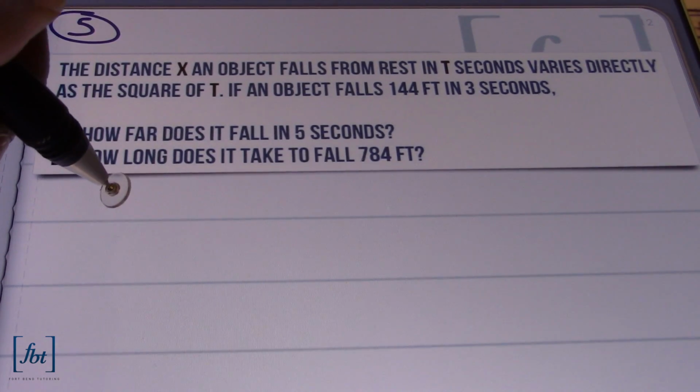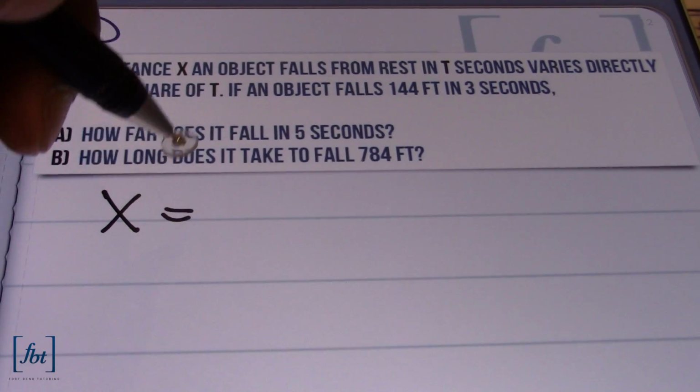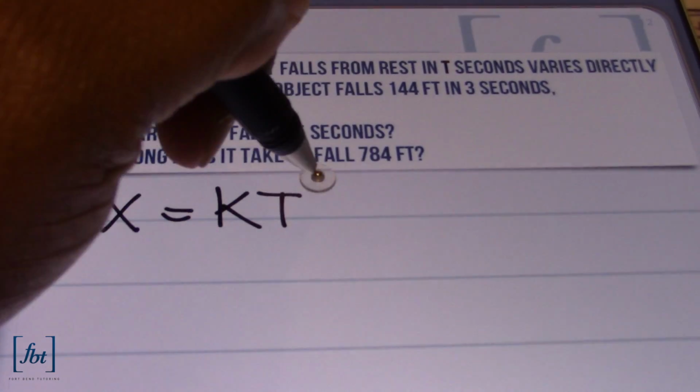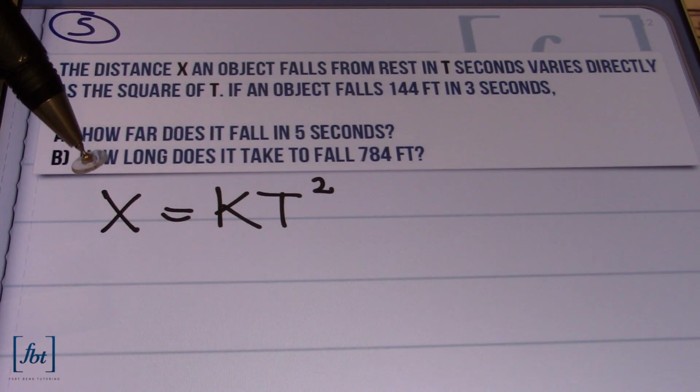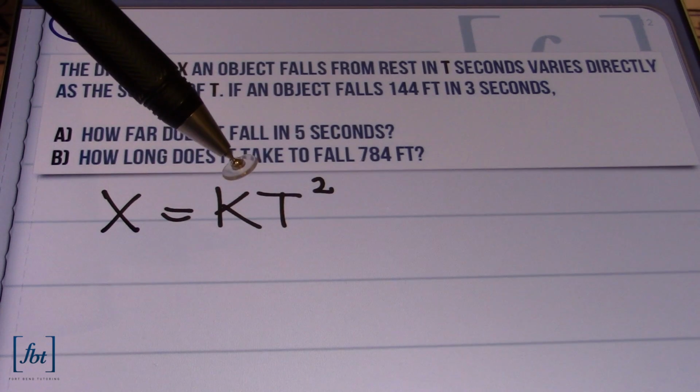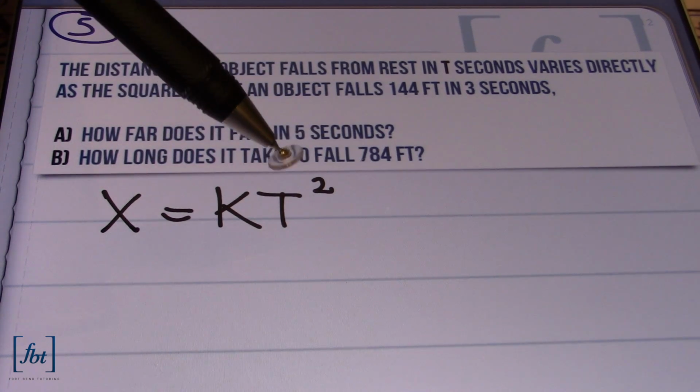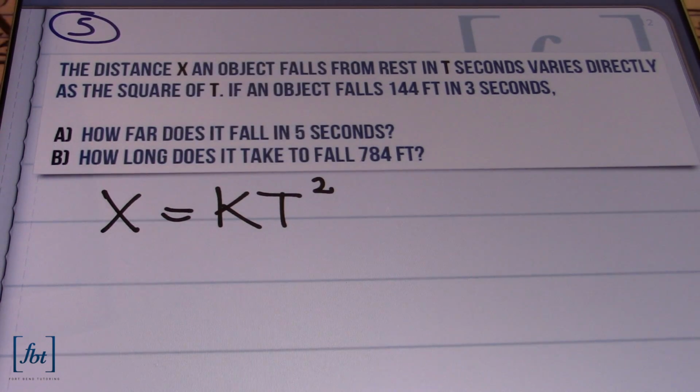The setup for it will be x equals k times t squared. The distance x an object falls from rest in t seconds varies directly as the square of t. This is exactly what I have right here. My distance is x, and I have my constant of variation multiplying on the square of t, in other words, t squared. So we'll use the information given in the problem to solve for our constant of variation.